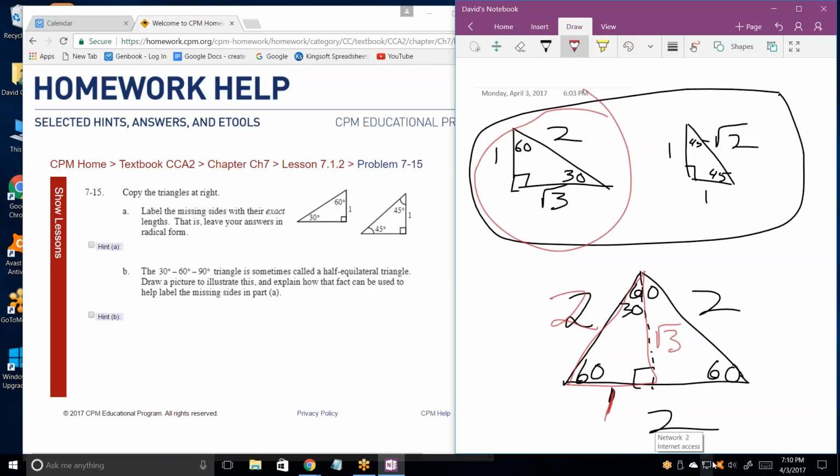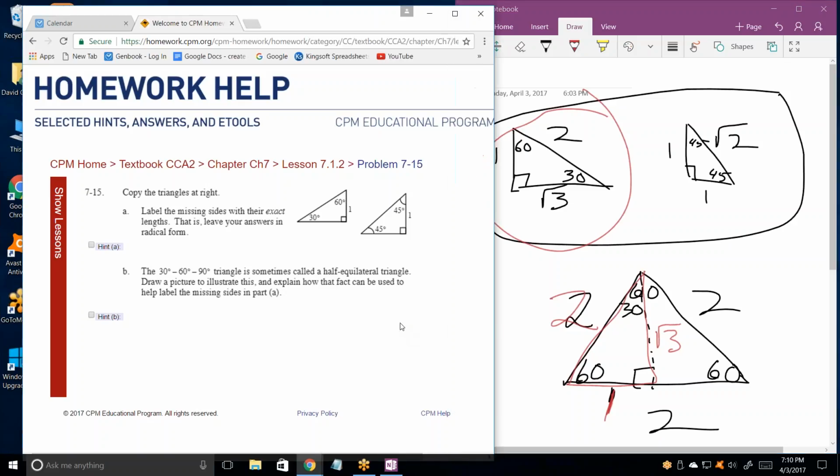So by looking at it as an equilateral triangle, I was able to come up with these dimensions if I didn't know them already. But trust me, there is nothing you want to memorize more important than those dimensions.